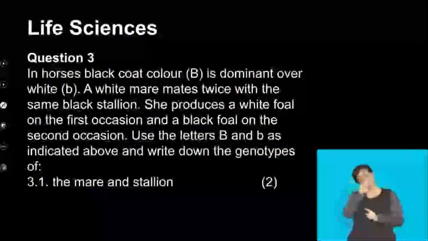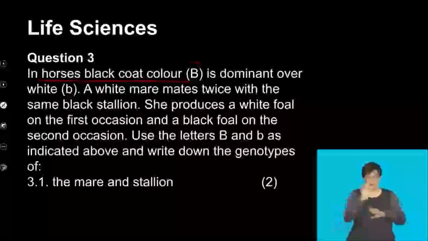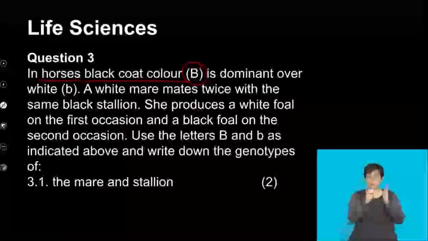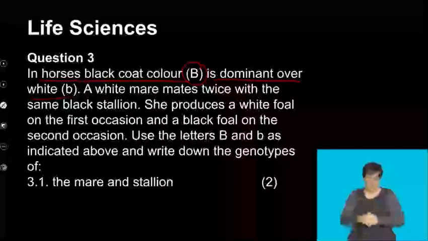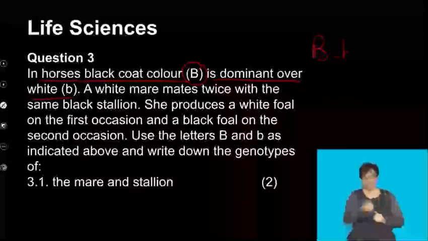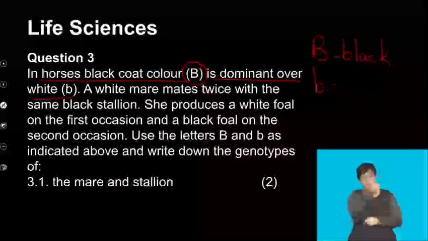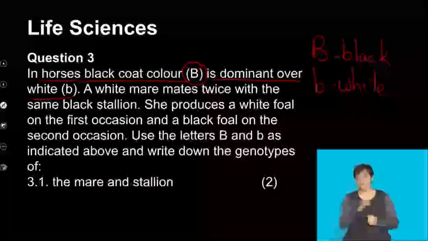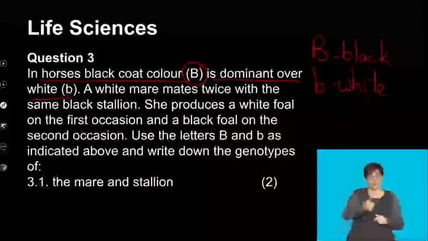Right, so question 3. In horses, black coat color, and I note that I am highlighting the important concepts in a genetic diagram, is dominant over white. So we know that black is dominant. I enjoy making sure that I write down clearly what the dominant and the recessive is just next to my question, and that helps me to clear my head around not being confused as to what is dominant and recessive.